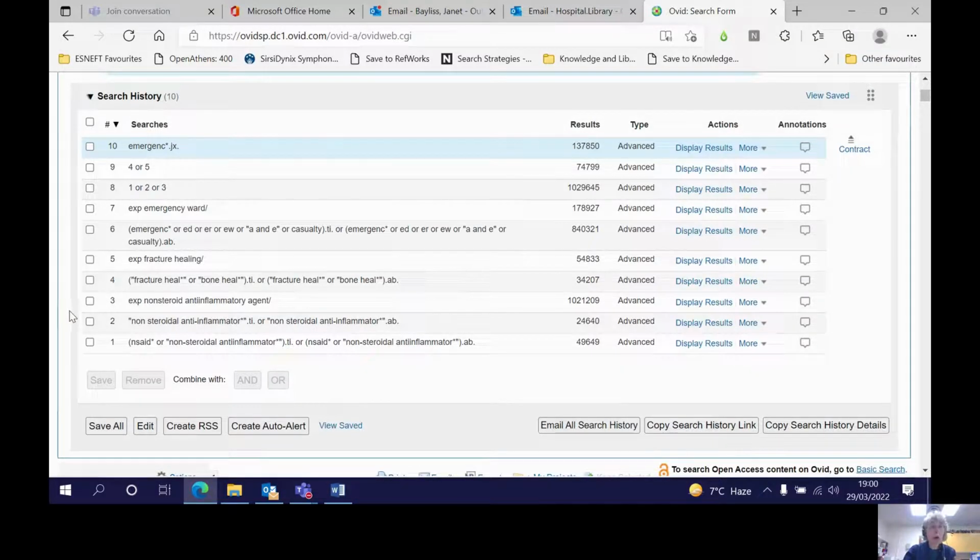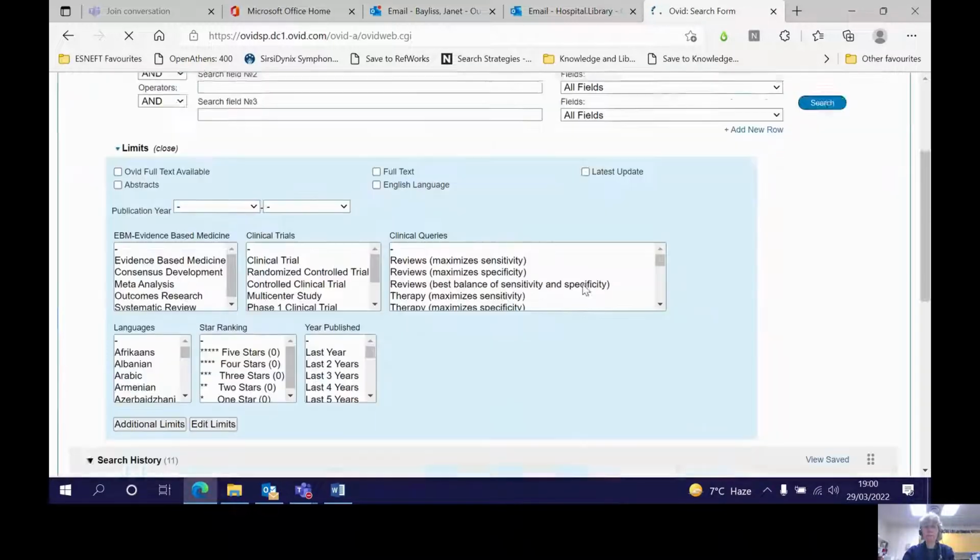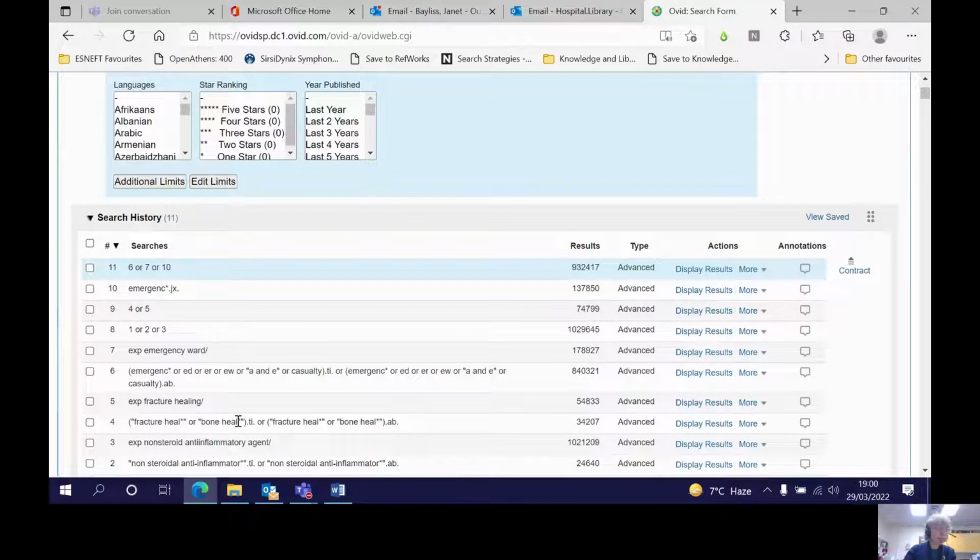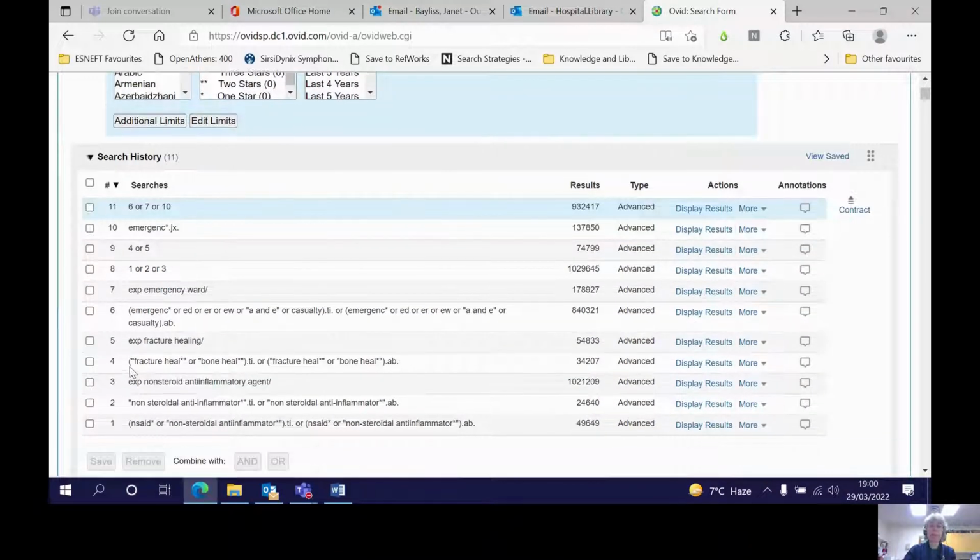So now I've done that, I'm now going to combine all my different variations on emergency, so that's my subject headings and also my keywords in the title and abstract, along with the keyword emergence somewhere in the title of the journal itself. So what does that do? Oh, that's brought up a lot, hasn't it?